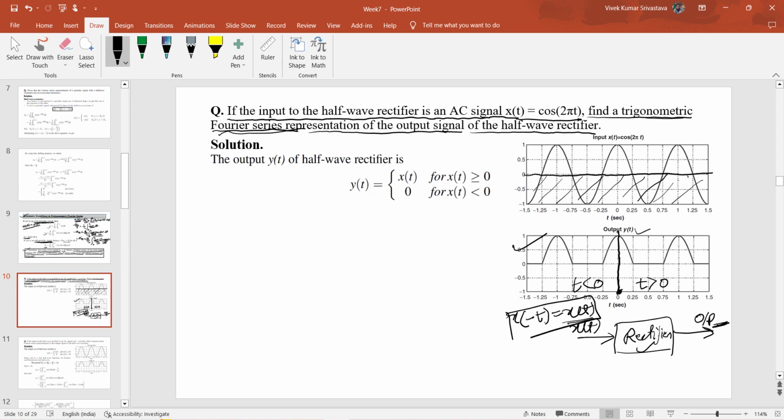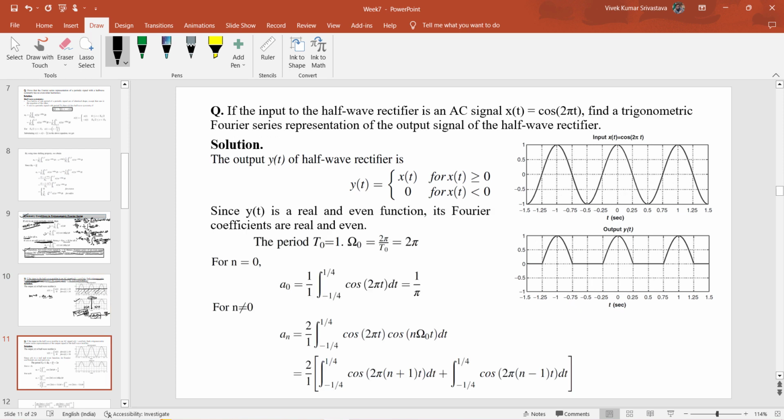So for even symmetry we can say that b of n will be 0, and we now only have to evaluate a naught and a n, the coefficients a naught and a n. If we can evaluate these terms, then we can easily represent this output signal y of t in terms of trigonometric Fourier series representation. Okay, so let us see.